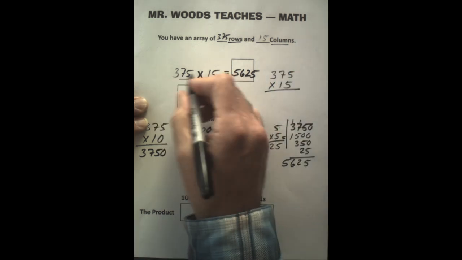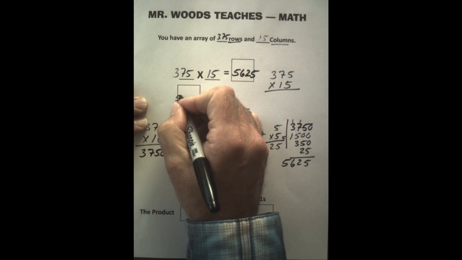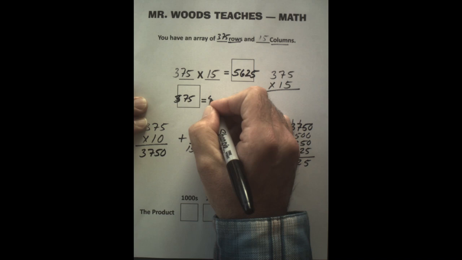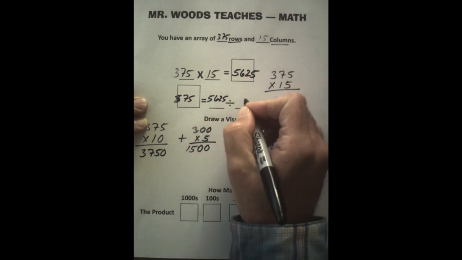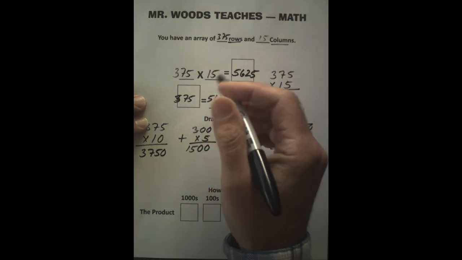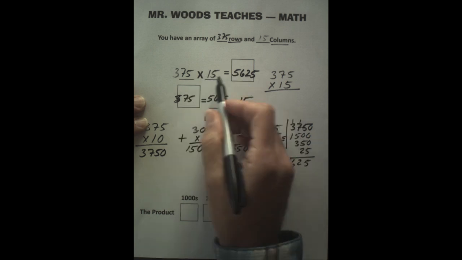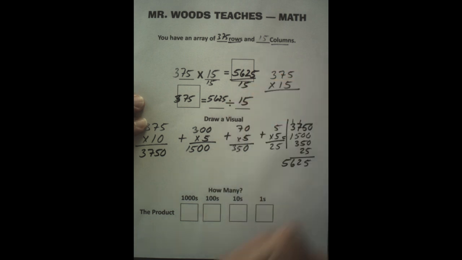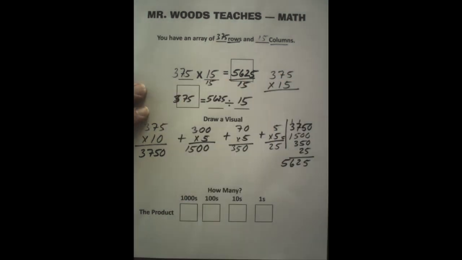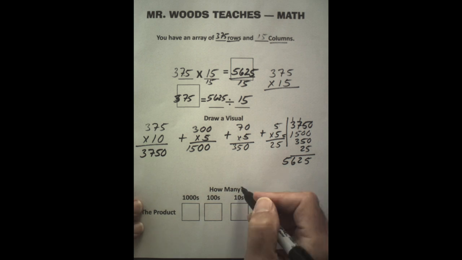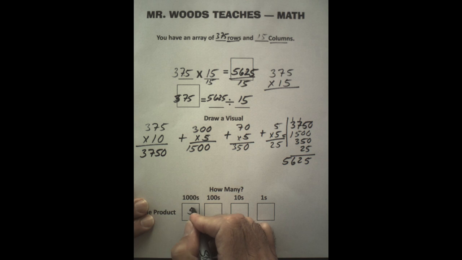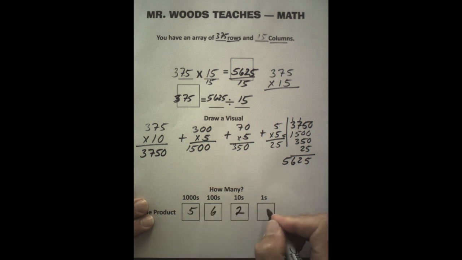And then, again, to reverse this, 375 is equal to 5,625 divided by 15. Let's take a look up here. What did I do? If I divided this up here by 15 and this by 15, I'm going to get 375. So how many do I have up here for this product? I have 5 thousands, 6 hundreds, 2 tens, and 5 ones.